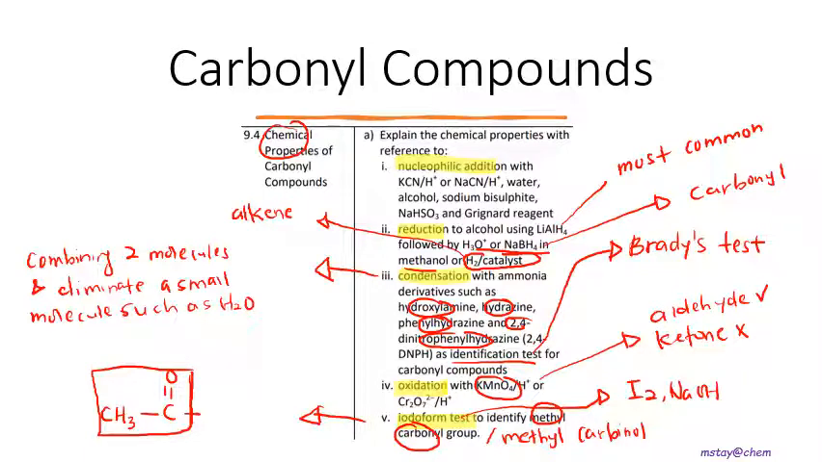The last one is nucleophilic addition, which is quite specific for carbonyl compounds, where we can see such reagents: KCN, NaCN, water, alcohol, sodium bisulfite, Grignard reagent. We already learned Grignard reagent in the chapter on alcohol. Haloalkane Grignard reagent reacts with carbonyl compound to produce alcohol.